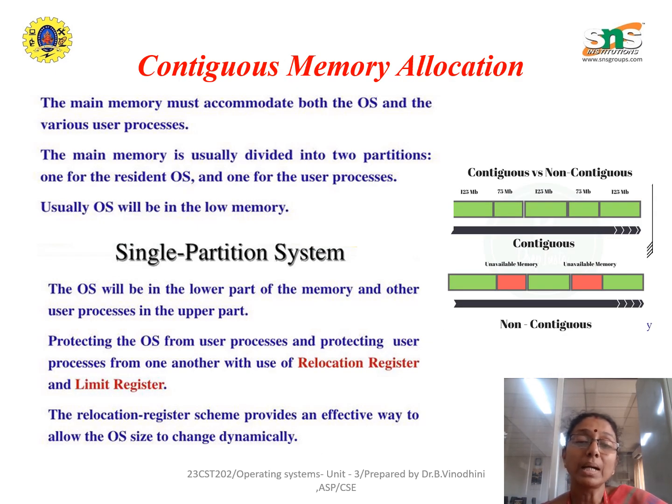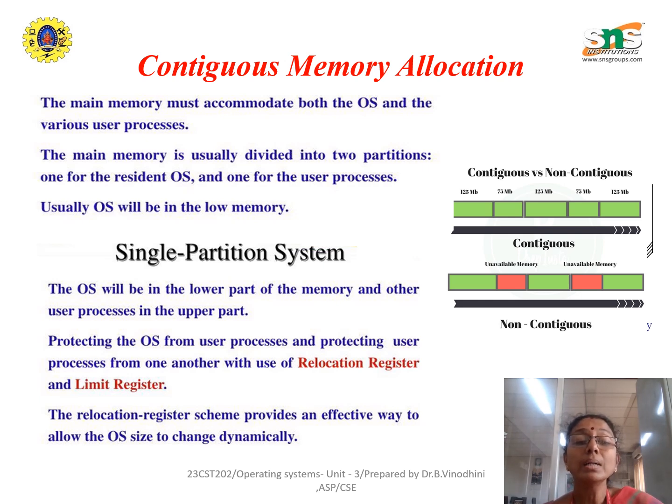Next, we have the different types of memory allocation, that is, contiguous and non-contiguous. In contiguous memory allocation, we have variable partitions and fixed size partitions of the physical memory. The main memory accommodates both the OS and the various user processes, so the main memory is divided into two partitions: one for the operating system, and the remaining space for the processes.